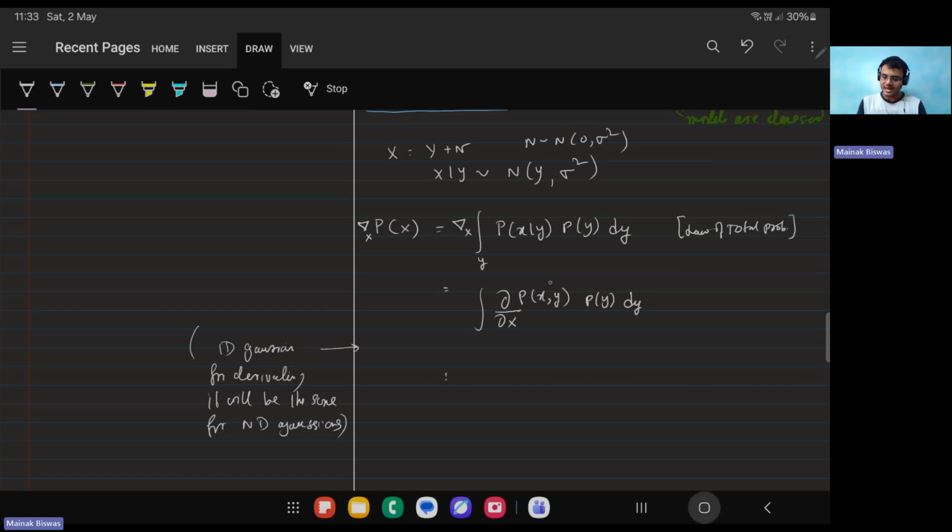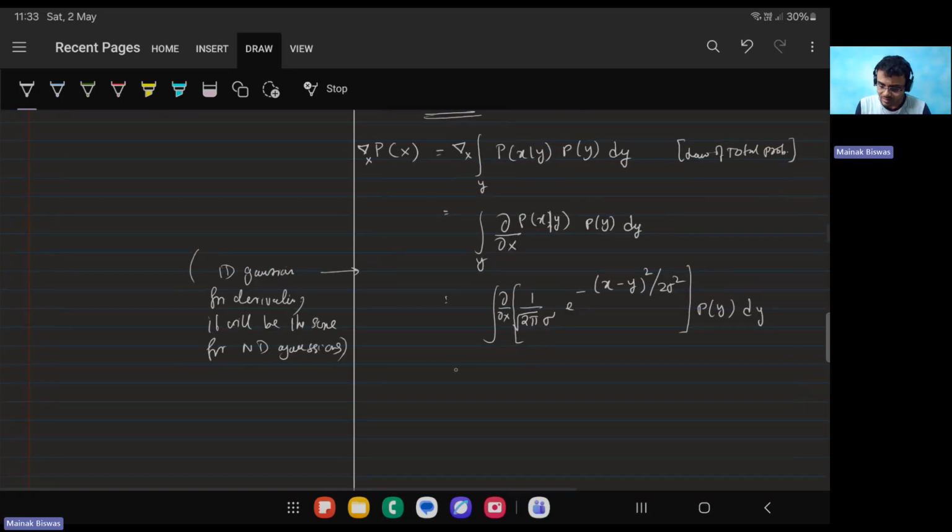P of x given y is already known to us, right? Because I have already taken this to be a 1D Gaussian, I'm not going to increase the length of the arithmetic here. So this is going to be 1 by root 2 pi sigma, e to the power of minus x minus y squared by 2 sigma squared. This is my 1D Gaussian. And then I have p of y dy. This is d/dx. I'll take a derivative. Because I took the gradient inside the integral, it will just be a partial derivative with respect to x because the integral is over y.